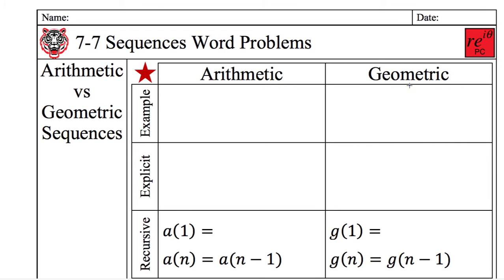All right, we're in Precalculus. We are on lesson 7-7, sequence word problems. Today's date is March 6.